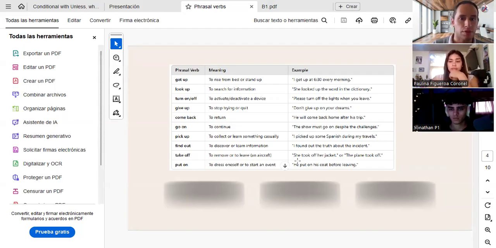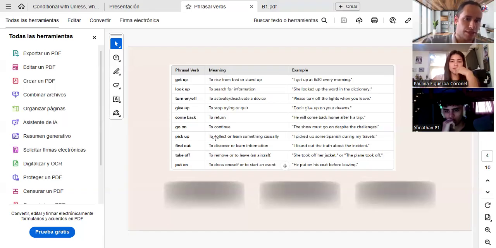Go on, to continue doing something, right? Pick up means to collect or learn something casually, right? You learn something new casually. Or you pick up something, como recogen algo, right? Pick up. Find out means, do you remember? Discover something, right? When I ask you to try to find out the meaning of something with the context, that's find out, descubrir.